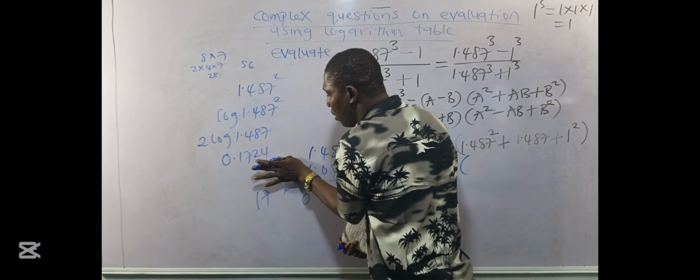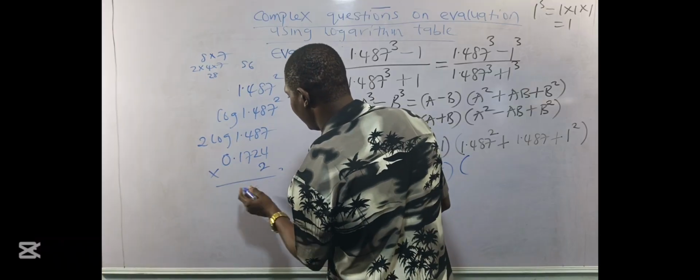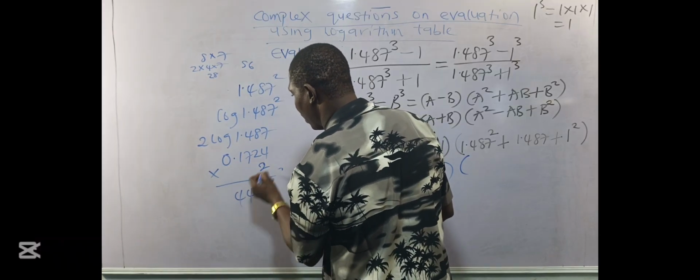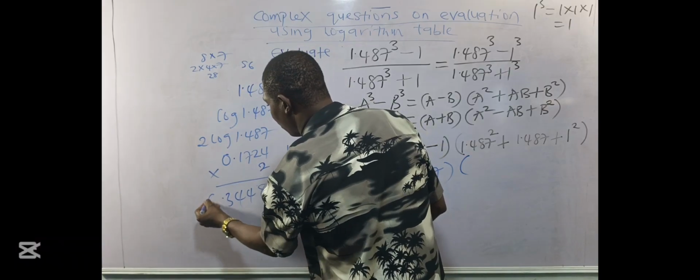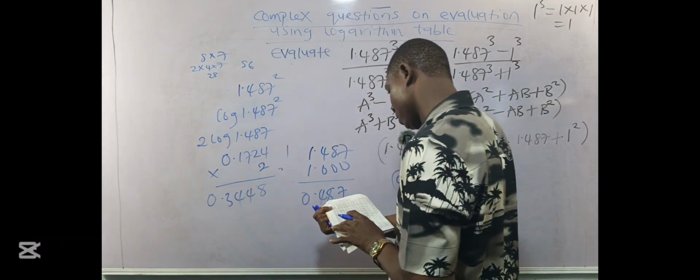So I'll multiply it by 2. So I have it times 2 here. Here will give me 8. Here will give me 4. 2 times 7, 14. 4 carry 1. 2 times 1, 2 plus 1, 3. Point 0. So I've gotten this. So I'll look for the antilog of this.